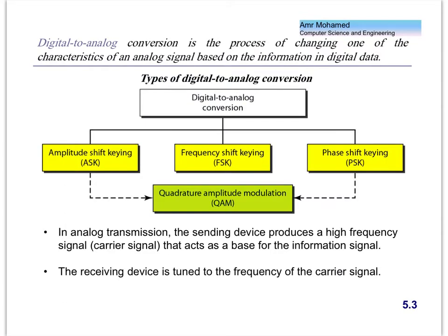Okay, so as I said, these are the four techniques, and the quadrature amplitude modulation is nothing but a combination between the amplitude shift keying and the phase shift keying. So it combines both the amplitude and the phase to provide the broadband transmission. And we will see the motivation for this.